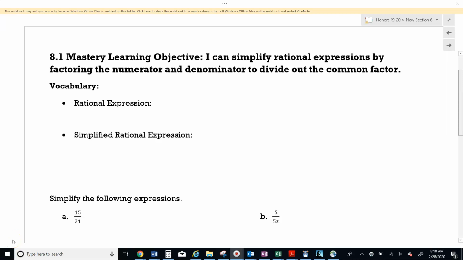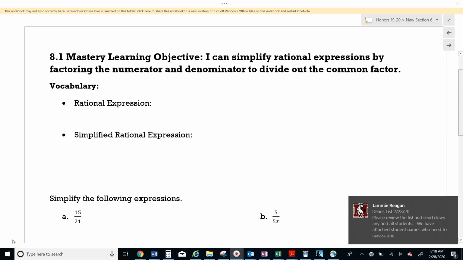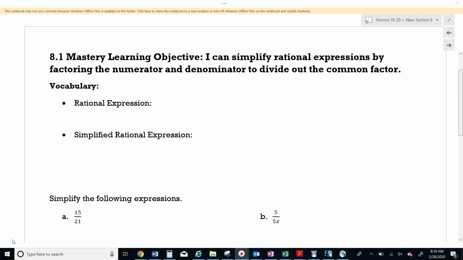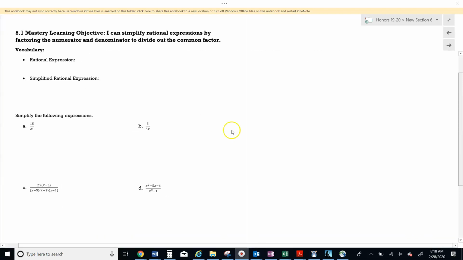All right, looking at our 8.1 mastery learning objective, I can simplify rational expressions by factoring the numerator and denominator to factor out, or to divide out the common factor.